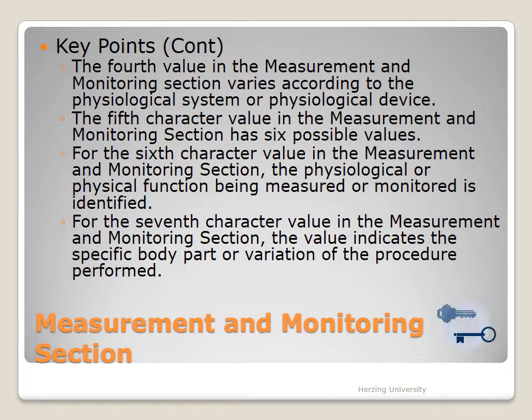Remember, the fourth value in the measurement and monitoring section varies according to the physiological system or physiological device. The fifth character value in the measurement and monitoring section has 6 possible values. And for the sixth character value, the physiological or physical function being measured or monitored is identified. And lastly, for the seventh character value, the value indicates the specific body part or variation of the procedure performed.